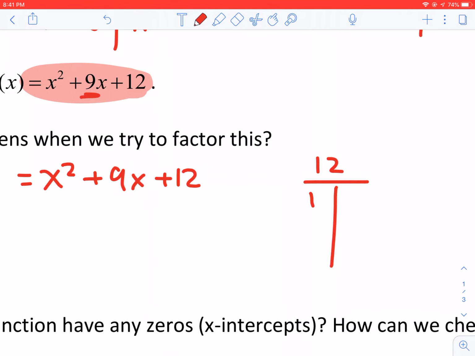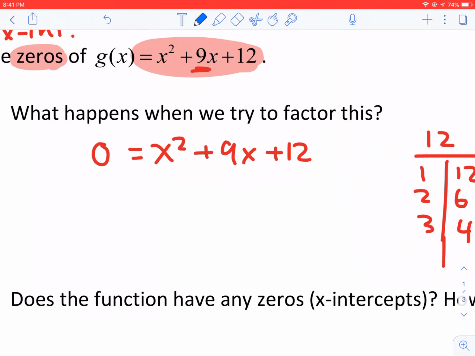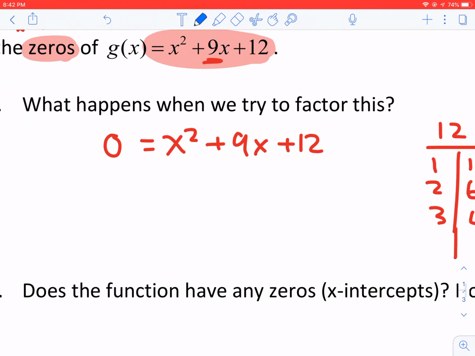And let's run down the list. 1 and 12, 2 and 6, 3 and 4, 4 and 3, 6 and 2. Alright, so we're done. And what I notice is none of these numbers can add up to 9. I can't make 9. So what happens when we try to factor this? What happens is we can't factor it. It's not factorable.